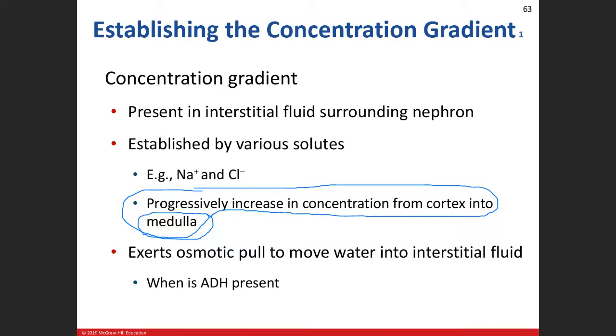So when we're dealing with water, osmotic pull plays a huge role in that. That's what we're going to be talking about here. We're going to talk about how this concentration gradient is going to affect the movement of water either into the interstitial fluid or out of the interstitial fluid. And of course, when antidiuretic hormone is present, its effects on that.